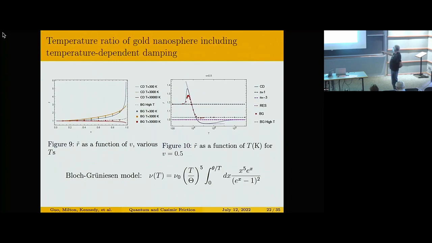So here's a plot showing these different cases, half the speed of light. And this shows the temperature ratio. You see the temperature ratio starts off at low temperature at a value a little below 1.2, then it goes up. That's because of the resonance. This is for the gold nanosphere again. And then it drops down and eventually asymptotes at 1. But if you put in this Bloch-Grüneisen model, then you see it lowers this little peak here, and then it asymptotes at a slightly larger value.